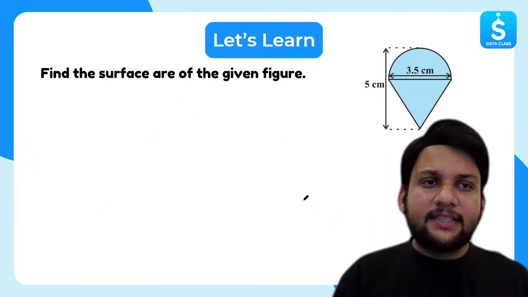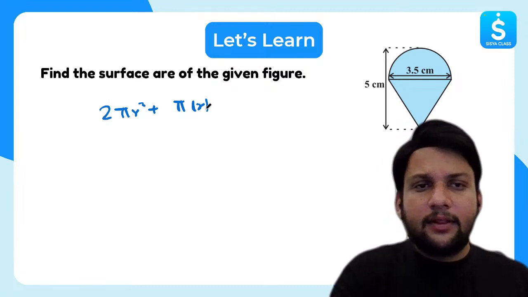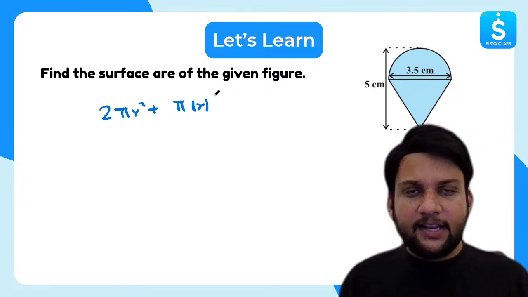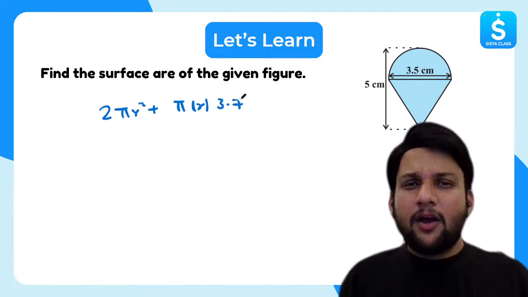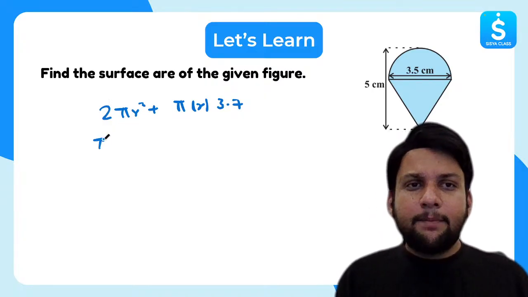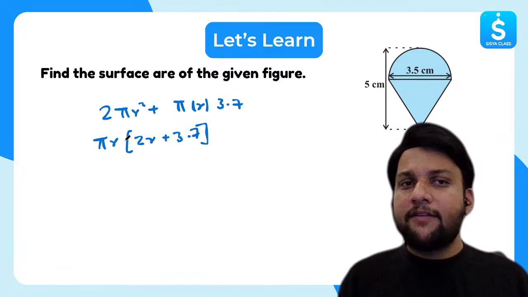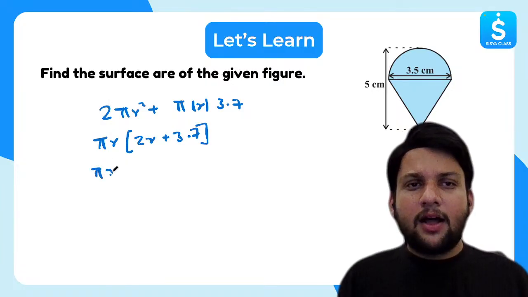Okay, now let's add. We have to find total surface area, that is 2 pi r square plus pi into r into, I have found 3.7. So I will write 3.7. Now, why am I not simplifying this further? Because I can take something common. So I will get pi and r common. I will get 2r plus 3.7. Yes or no? Because pi r I have taken common. Now pi into r.